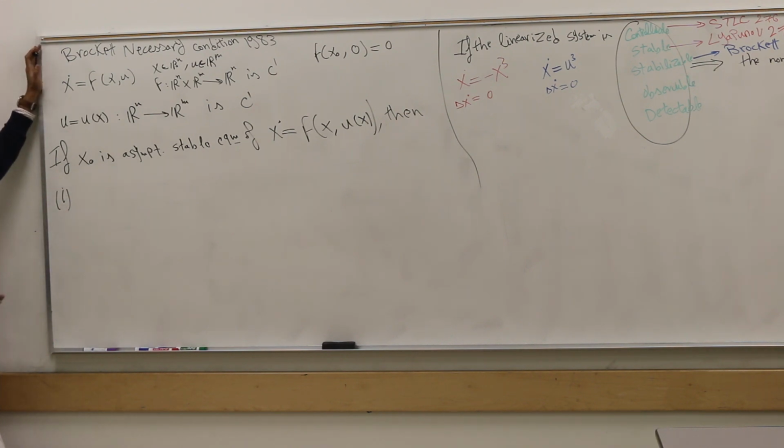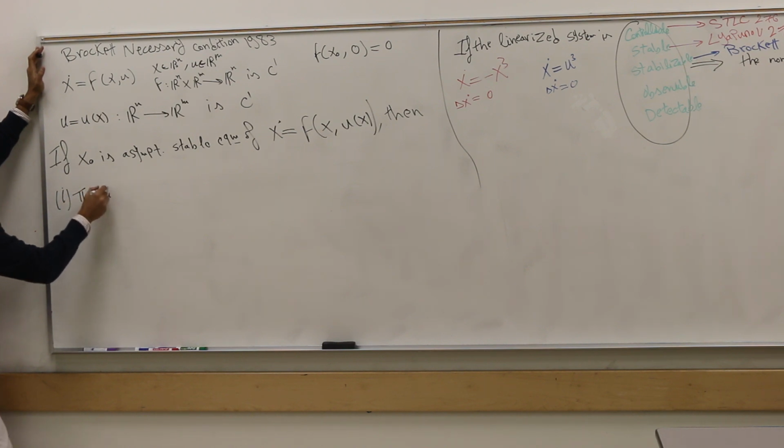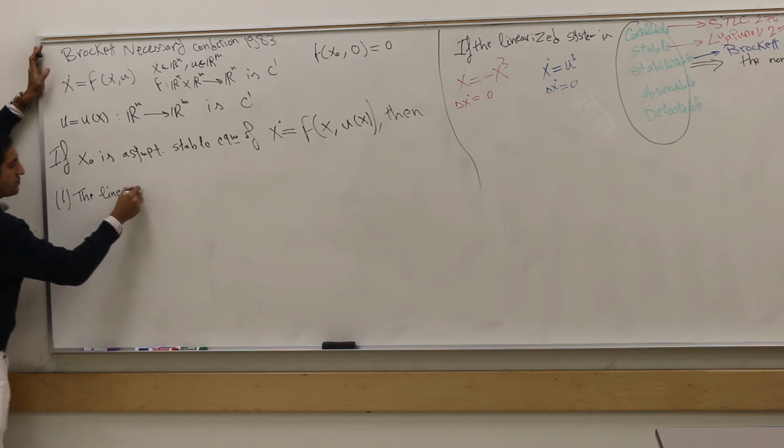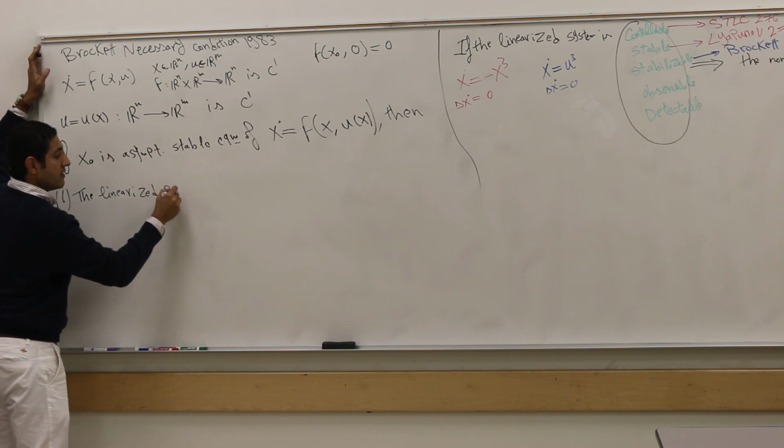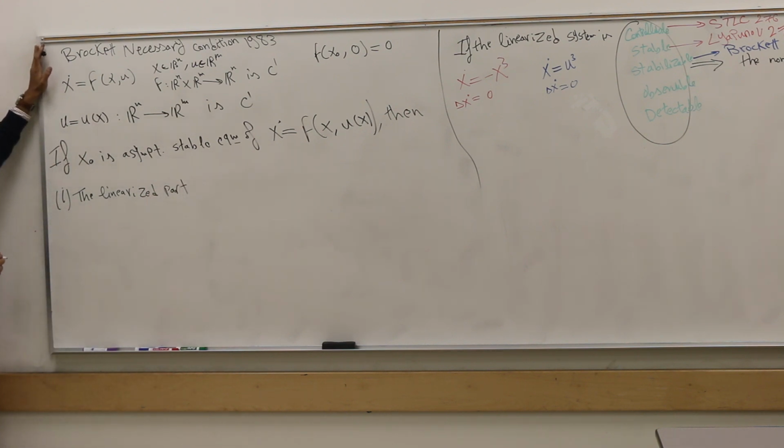The first two, to make it self-contained, are obvious. The linearized part, like we said in our discussion, has to be stabilizable. If the linearized part is stabilizable, then we're done. But the uncontrollable modes can't have eigenvalues in the right half plane, right?